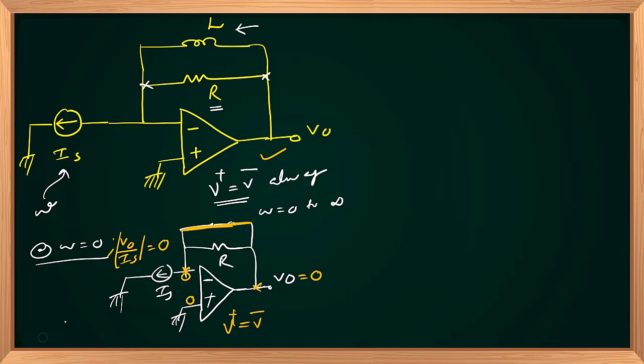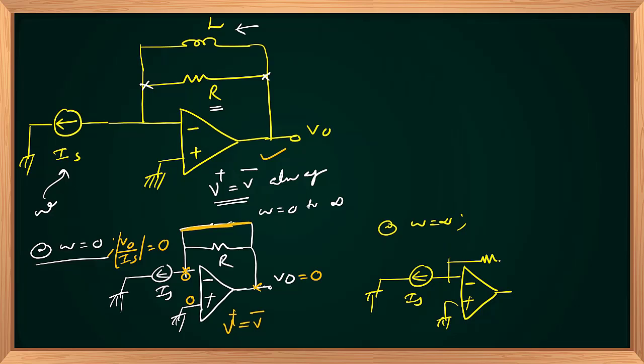At omega equal to infinity, the inductor acts as an open circuit, so the circuit will look like this. Is, grounded, resistance R, the inductor acts as an open circuit, Vout. An open across a resistance is equivalent to the resistance itself. There exists a negative feedback, hence V plus equal to V minus is valid. V plus is at 0 volt, V minus is also at 0 volt. There is no current into the op amp. Hence, the Is also flows through the resistance R.